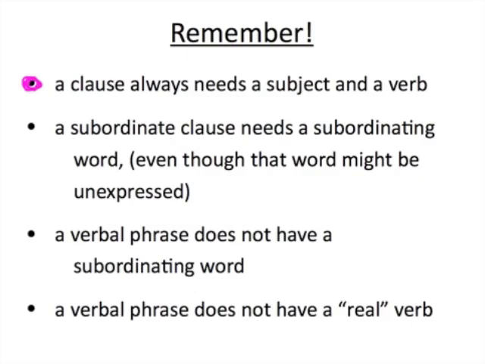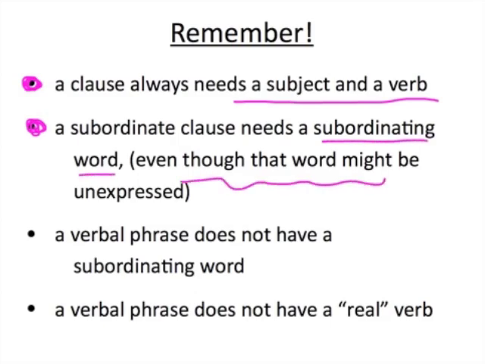A clause always needs a subject and a verb to be a clause in traditional grammar. Remember that a subordinate clause also needs some kind of subordinating word, even though that word might be unexpressed or phantom. Thank you, Michael. Right? We saw that happen a lot with that, right? But you should be able to imagine it there and see that it does indeed make sense.